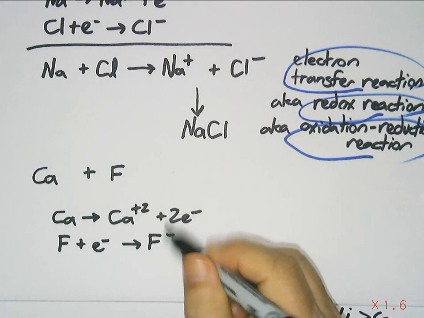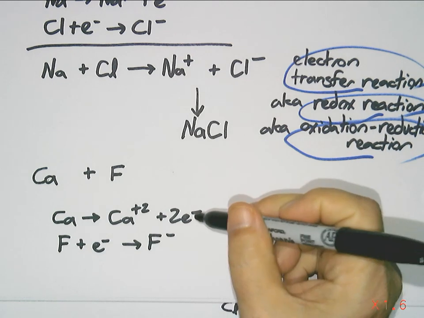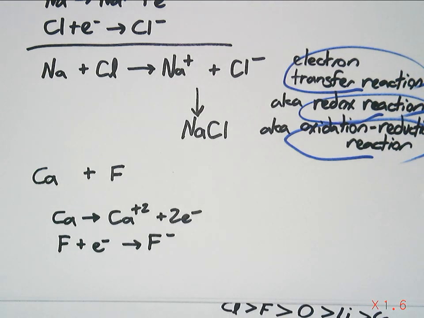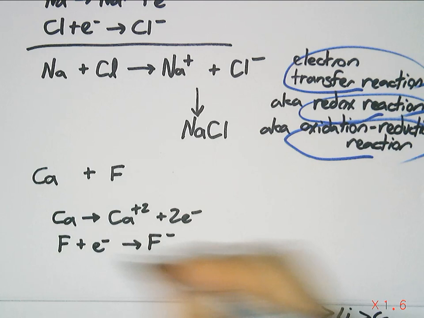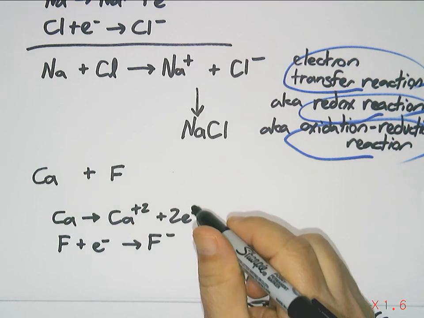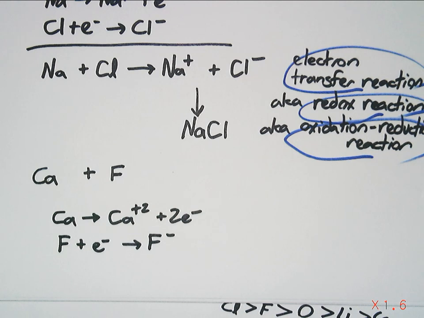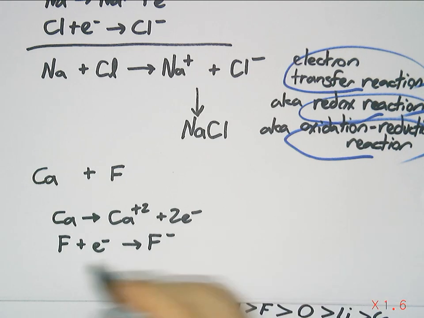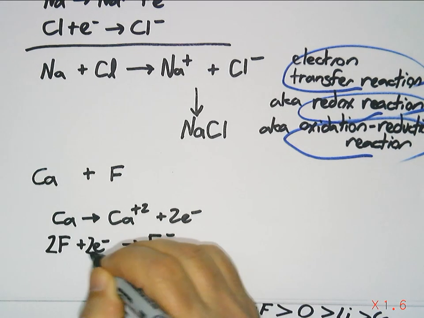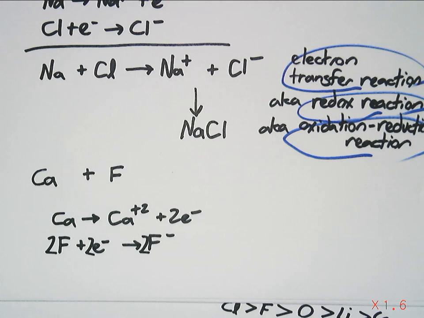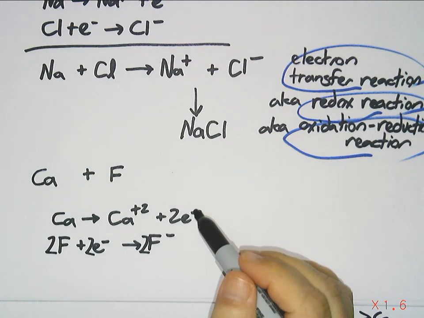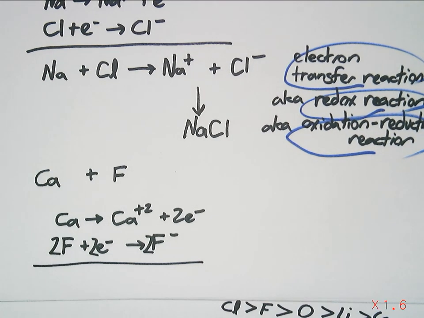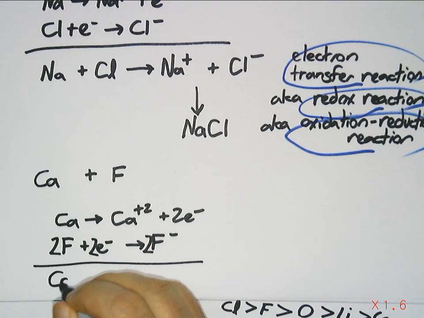Now, when I try to add these together, I'm going to have a problem, right? Because I have 2 electrons being spit out by the calcium, but the fluorine is only taking 1. So what I'm going to have to do is add another fluorine to grab the other electron. This gives out 2. I have to grab the same number that are being spit out by the calcium here. So what I can do is double this reaction up. And if I add these together, I can see that the 2 electrons on the right are going to cancel out with the 2 electrons on the left. And I am going to get a reaction that looks like this.